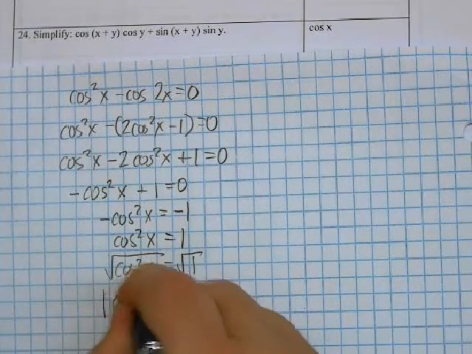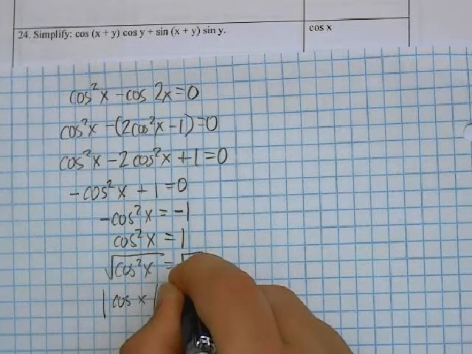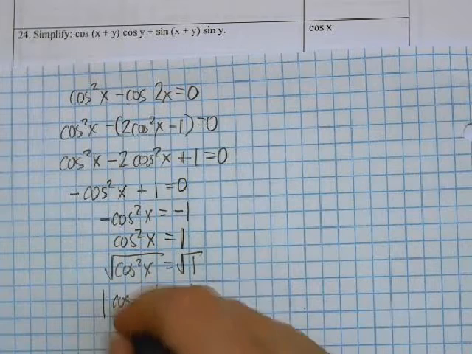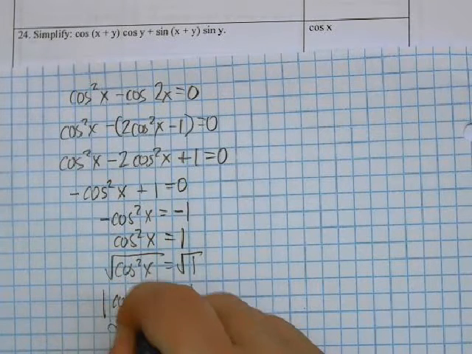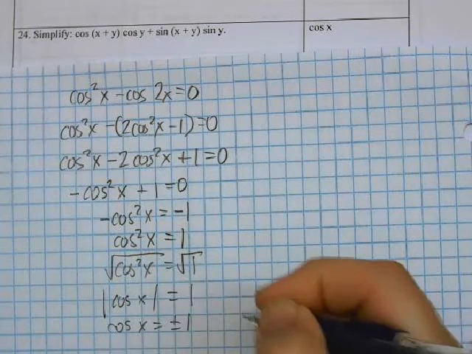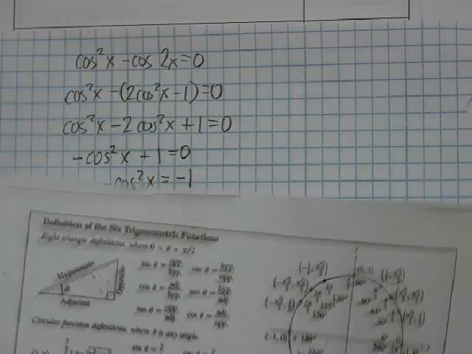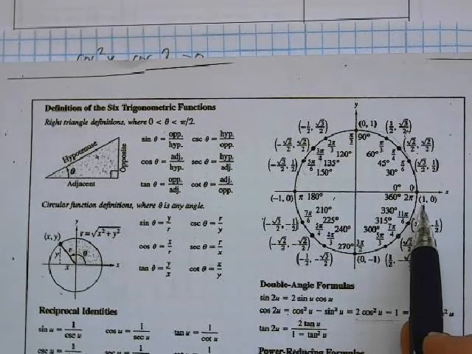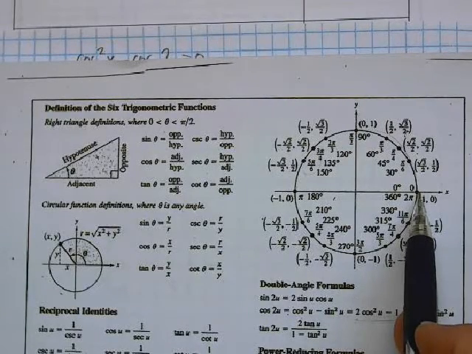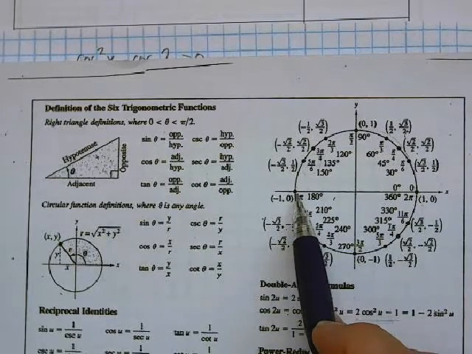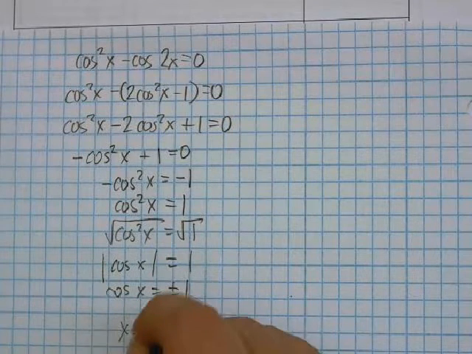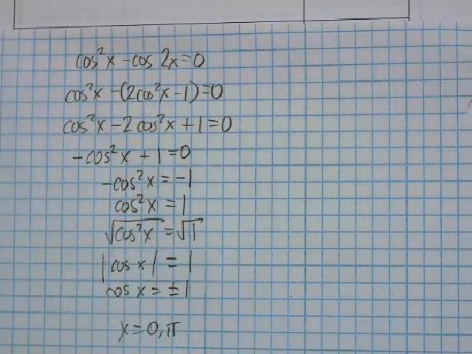So the absolute value of cosine x equals 1. So that means cosine x equals plus or minus 1. So where on the unit circle is cosine either equal to 1 or negative 1? I see it's 1 at 0. And I see it's negative 1 at pi. So those are my solutions, 0 and pi.